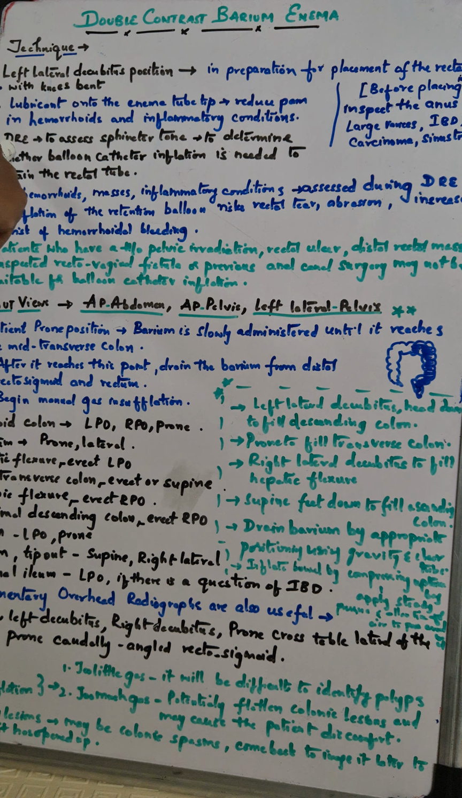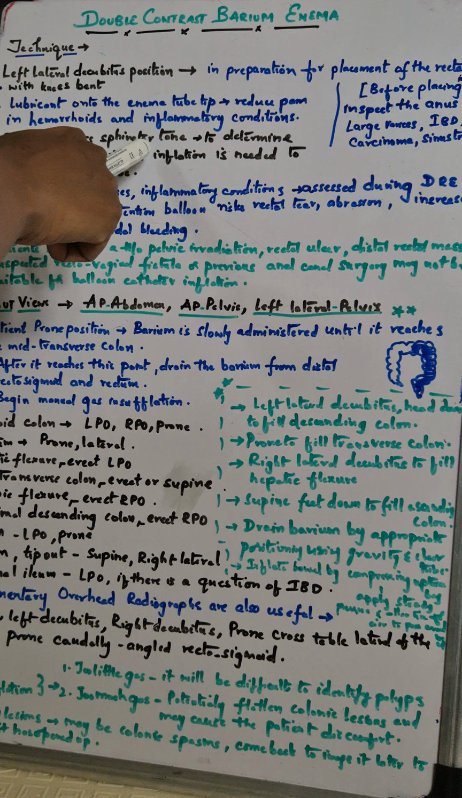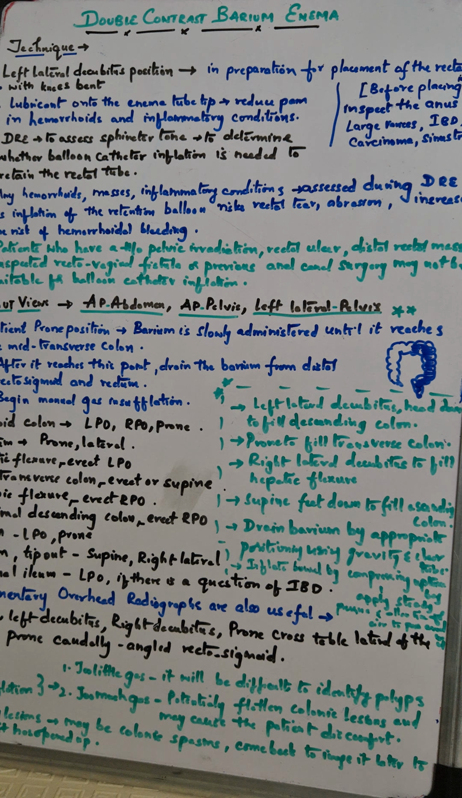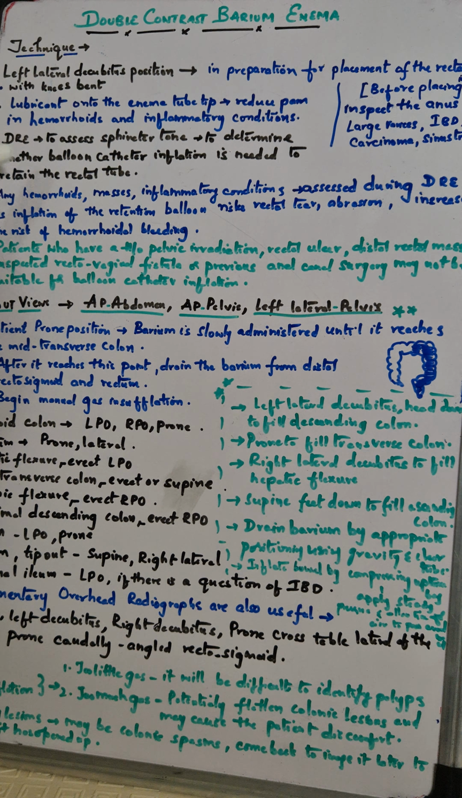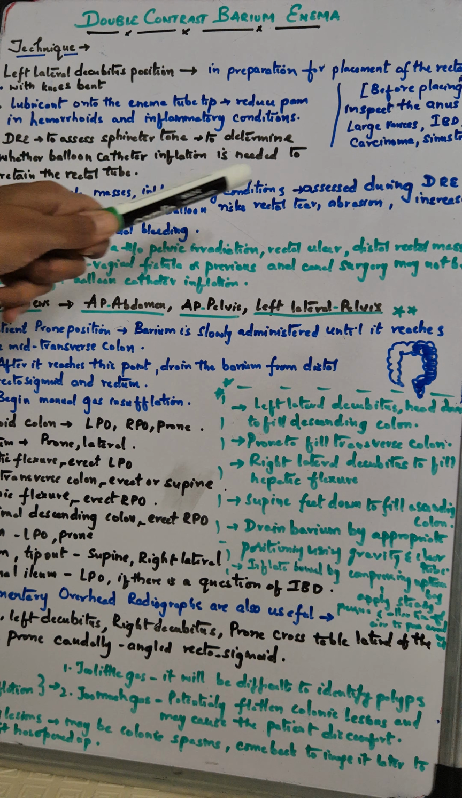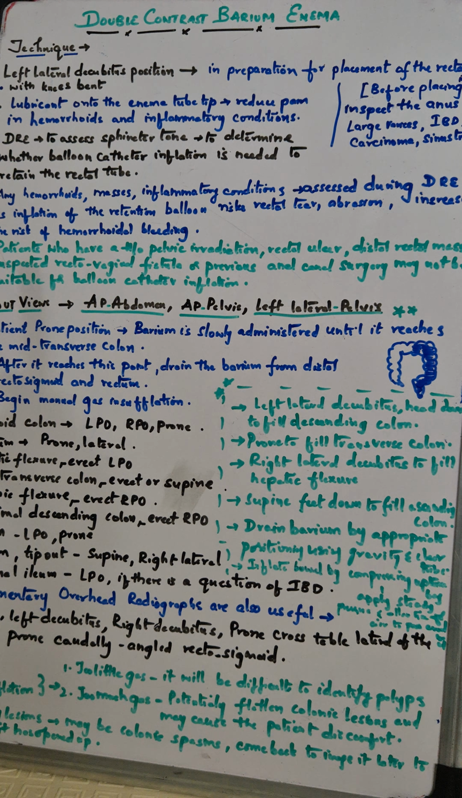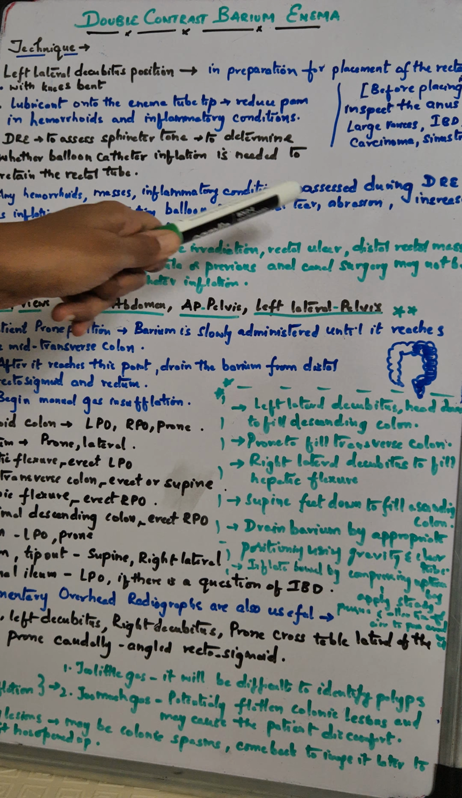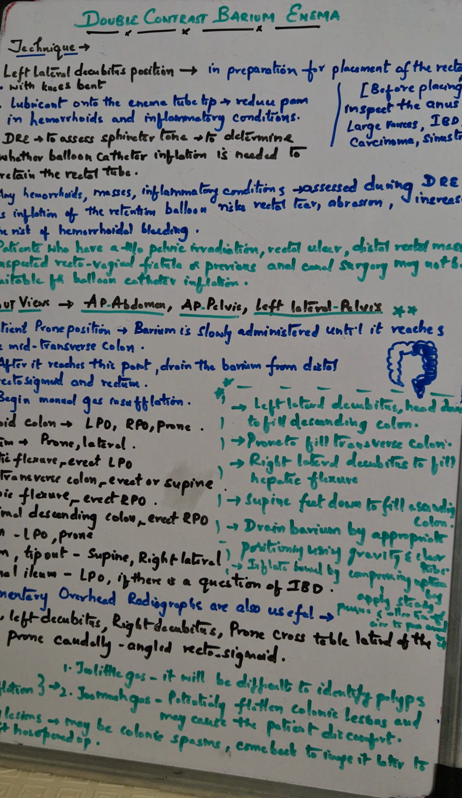Then do a distal rectal examination to assess the sphincter tone, to determine whether balloon catheter inflation is needed to retain the rectal tube. Any hemorrhoids, masses or inflammatory conditions should be assessed during the distal rectal examination, as inflation of the retention balloon risks rectal tear, abrasion and increases the risk of hemorrhoidal bleeding.